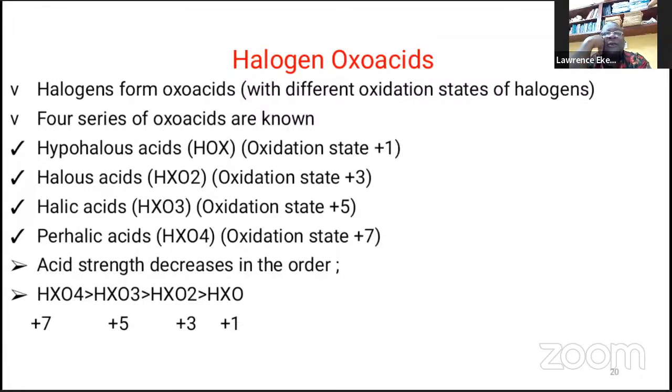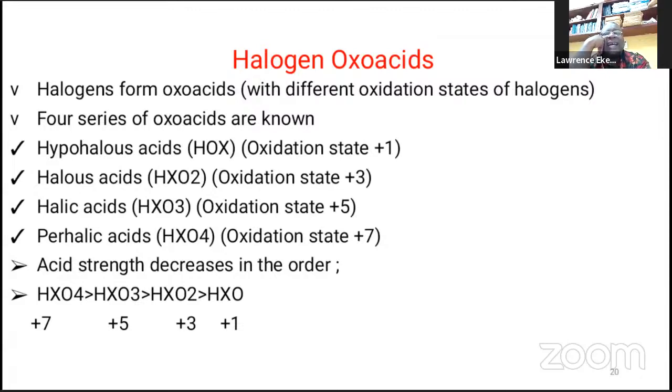For the halogens, we have 4 series of oxyacids that are known, depending on the oxidation state. We have the hypohalous acids, which have oxidation state +1. We have the halous acids, with oxidation state +3. The halic acids, with oxidation state +5. The perhalic acids, with oxidation state +7.